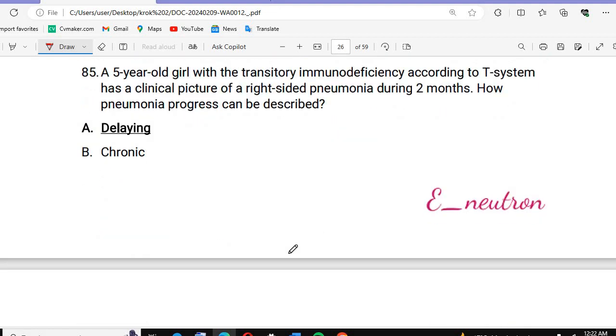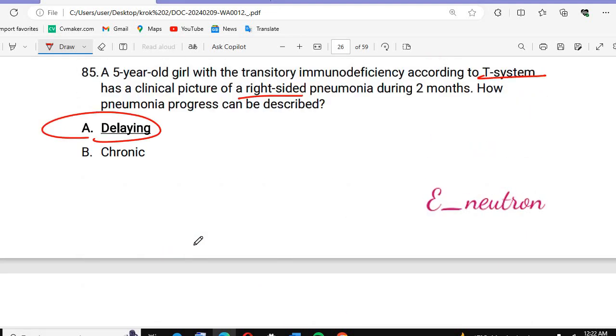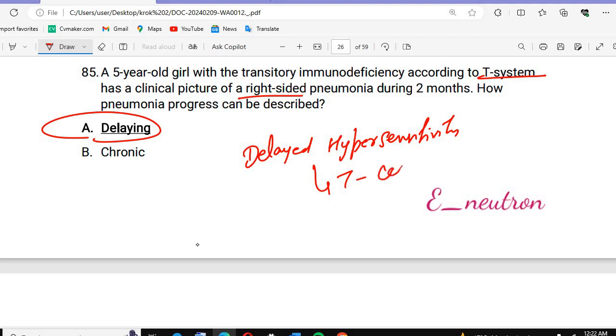Transient according to the T system. See, these are easy questions. Clinical feature, right-sided pneumonia. So we have delayed pneumonia. I hope everyone is clear, no one has any doubts. We have delayed hypersensitivity, that is T cell mediated.